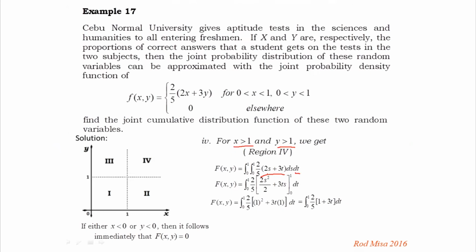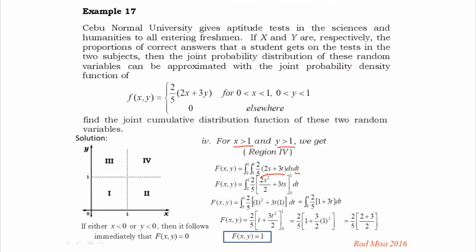And then integrating this one with respect to t, we have t as the integral of 1 and 3t squared over 2 as the integral of 3t with respect to t. So evaluating this expression from the limits of integration, we have 1 plus 3 halves of the square of 1. So the simplified numbers are 2 plus 3 all over 2, which will be multiplied to the fraction of 2/5. So this is 2/5 times 5 halves, and 2/5 times 5 halves is equal to 1.